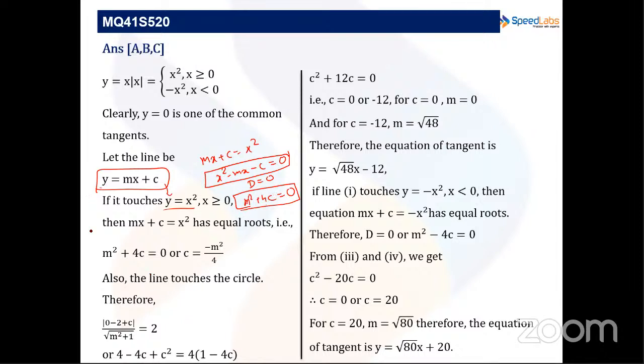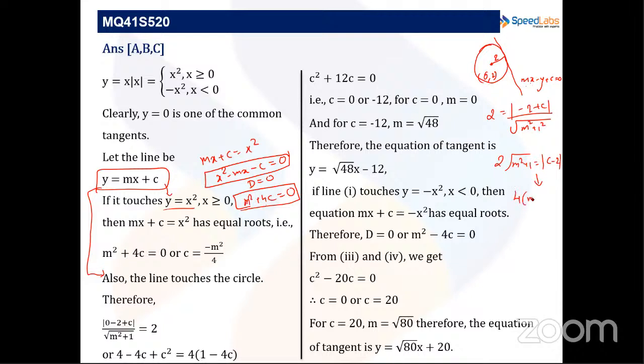So we will have m square plus 4c equals 0. Now the line y equals mx plus c also touches the circle. So if a line touches a circle, we have the coordinates of center as (0, 2), and the perpendicular distance is also 2, and the line is mx minus y plus c equals 0. So using the perpendicular distance formula, 2 equals mod of (minus 2 plus c) upon under the root of coefficient of x square plus coefficient of y square. So we will have 2 under the root m square plus 1 equals mod of c minus 2. Squaring both sides, we will have 4(m square plus 1) equals c square plus 4 minus 4c.